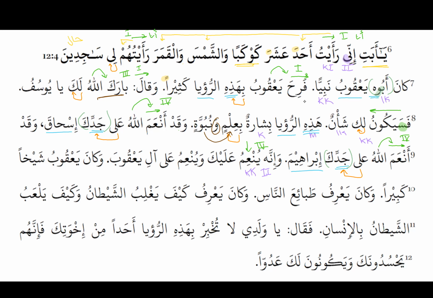Jar majrur construct. Wa yun'imu, this is atif on this sentence, right? Wa yun'imu, and he bestows upon, form 4, present tense. وَيُنْعِمُ عَلَى آلِ يَعْقُوبَ. So this is saying, and he also bestows upon, jar majrur construct, the family of Yaqub. And we have Ali Yaquba is an idafa, but Yaqub is a foreign name. That's why in the jar case, it takes a fatha.